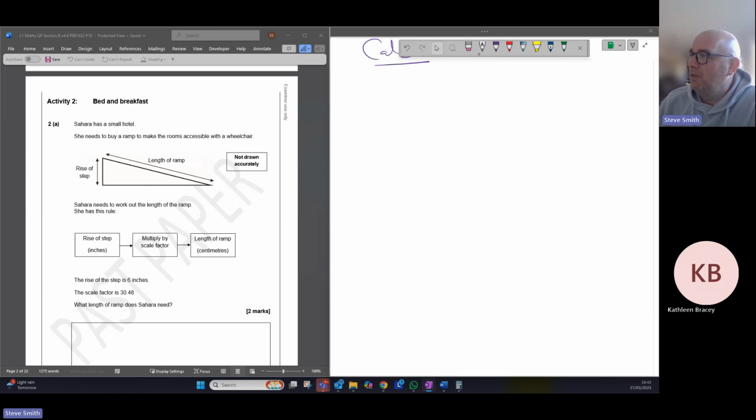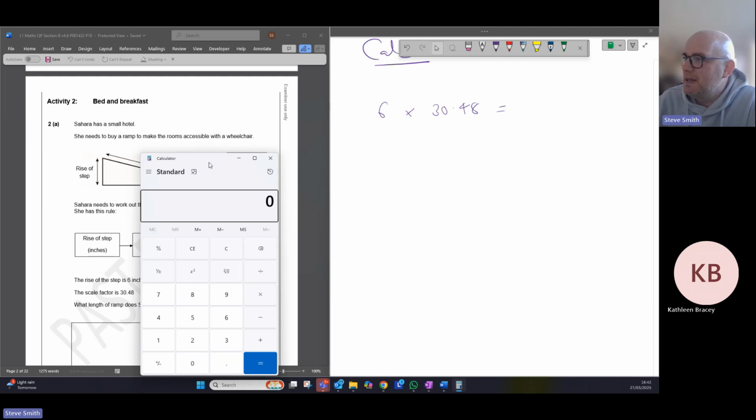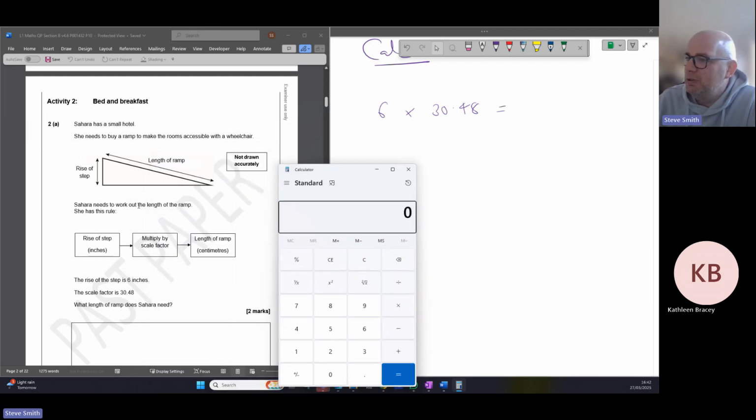Oh, wow, that's not working. Rise of step is 6 inches. So 6 multiplied by the scale factor, which is 30.48. Sorry, I just had a door slam in my house. That means somebody's left windows wide open upstairs. It wasn't me. So we've put the numbers in the machine: 6 multiplied by the scale factor 30.48, and we've got the length of the ramp.